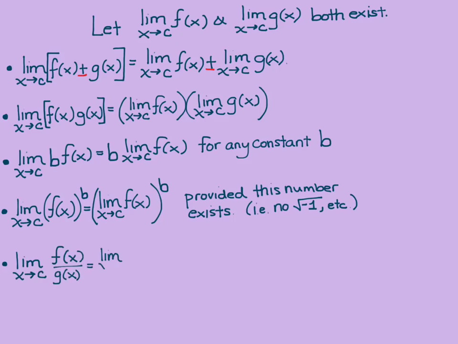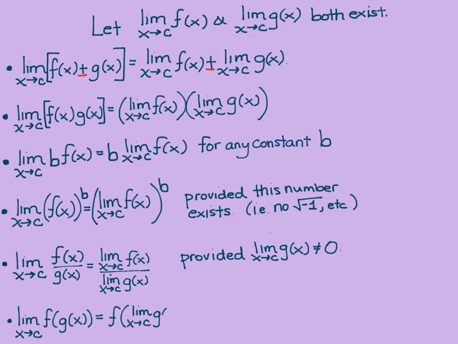For the next law, we have the quotient law. That says that the limit as x goes to c of f of x over g of x equals the limit as x goes to c of f of x divided by the limit as x goes to c of g of x. And once again, we only need to be worried about the instances where we might be dividing by 0. So we have to put the stipulation provided that the limit as x goes to c of g of x does not equal 0.